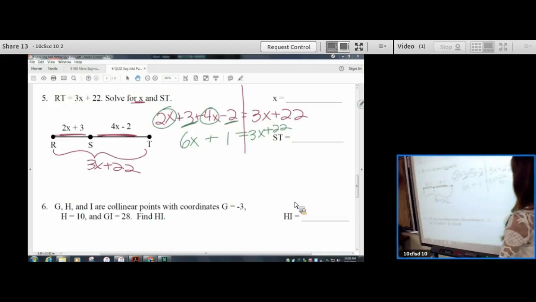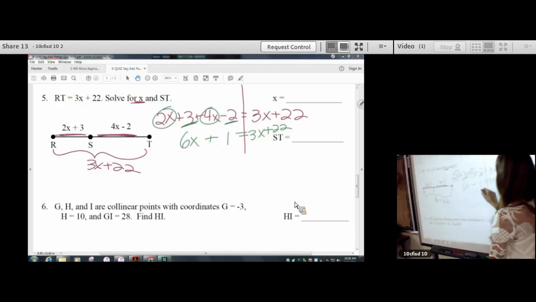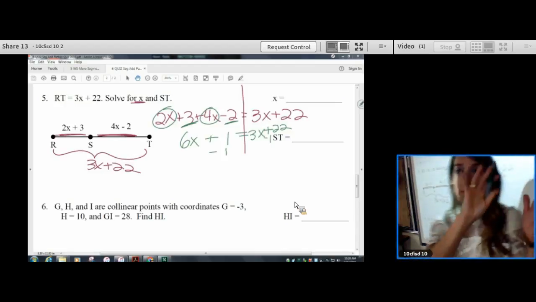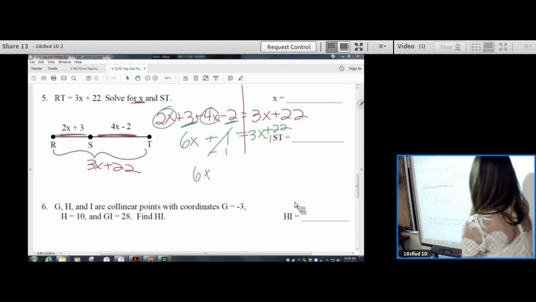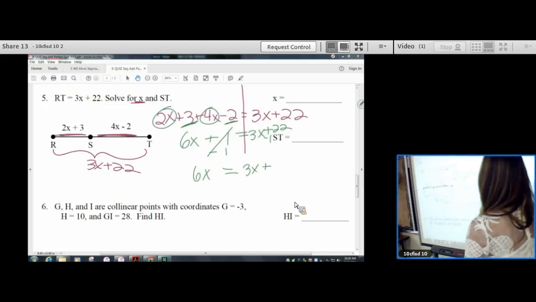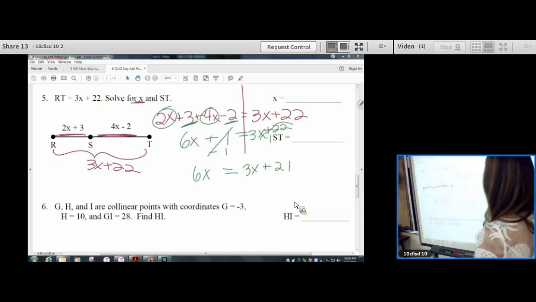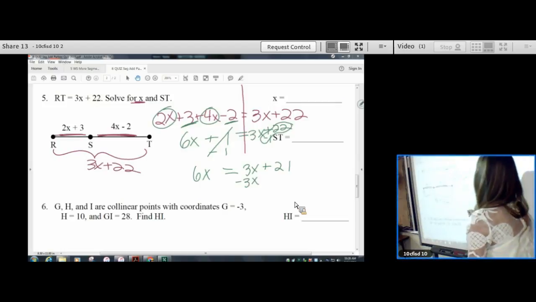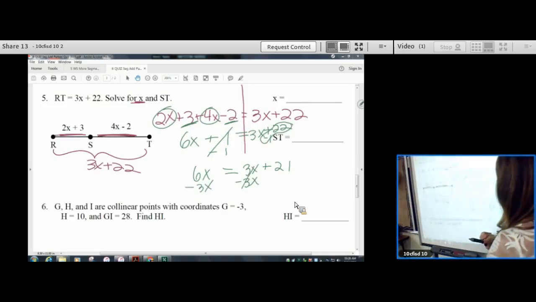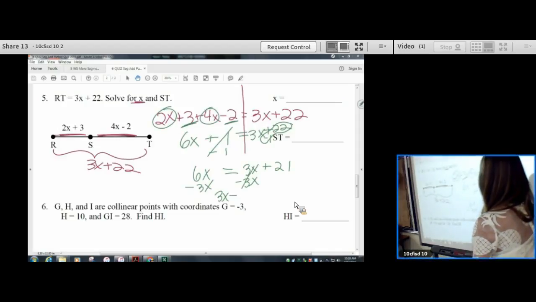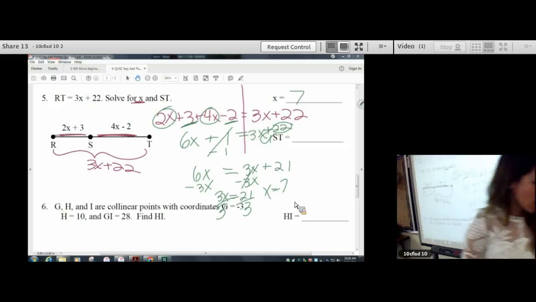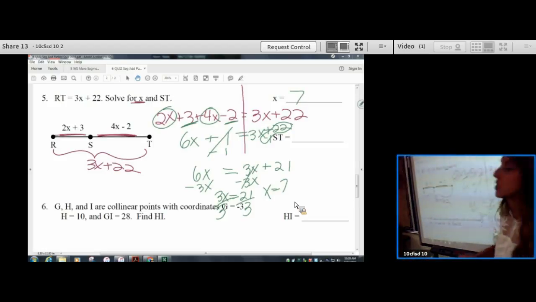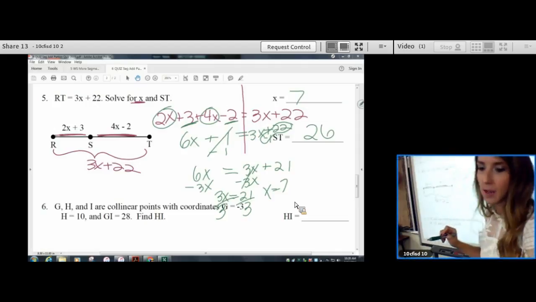Now I have 6X plus 1 equals 3X plus 22. I'm going to subtract 1 from both sides. So now I'm moving across the equal sign, so that's why I need to do the opposite. 6X equals 3X plus 21, because we had 22 minus 1. I need to move the 3X over. So I'm going to subtract 3X from both sides. 3X equals 21. The opposite of multiplying by 3 is dividing by 3. So X is 7. And you can plug that back in, and you get 26 for ST.